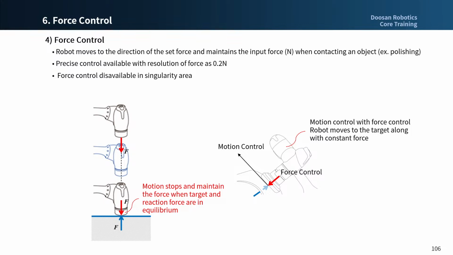So for example, you straighten the robot's fifth axis, and you push or pull the robot at the flange. In the teach pendant, you cannot monitor any force.